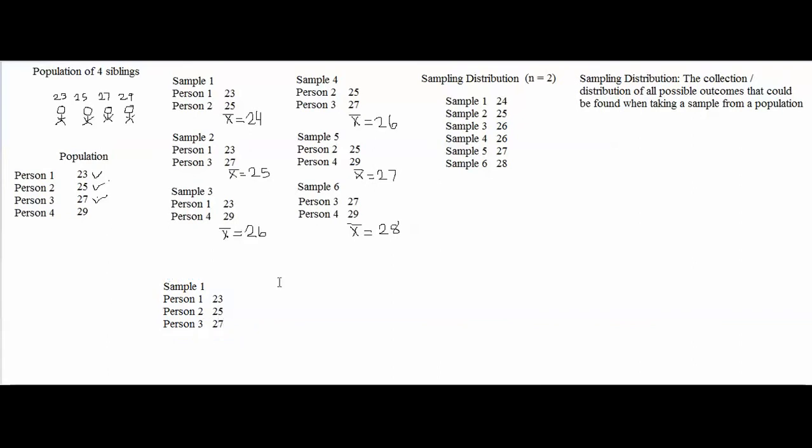Now what's another possible sample of 3 people? What we can do is, each time we write out a sample of 3 people, we just leave out one person. So I'll show you what I mean. When we did sample 1, we left out person 4 because our sample was just person 1 to person 3.